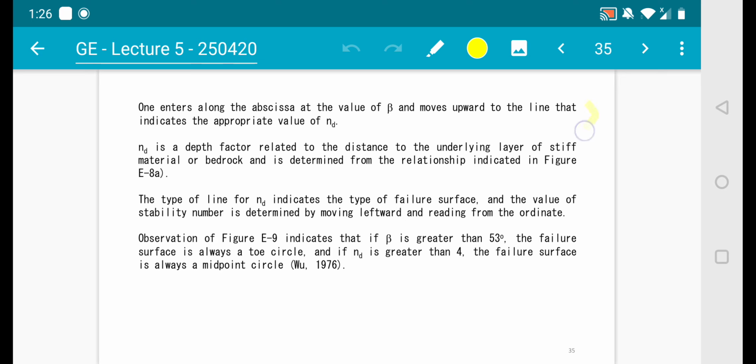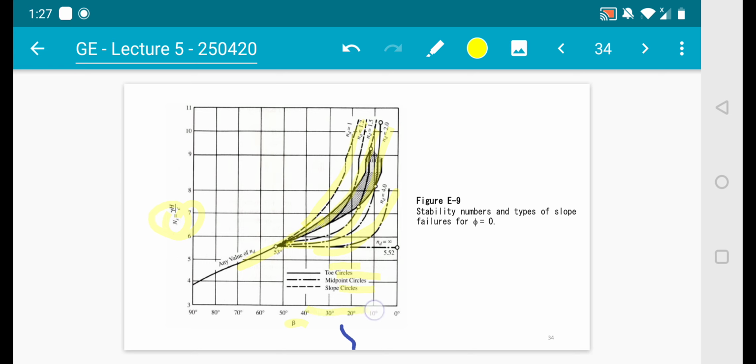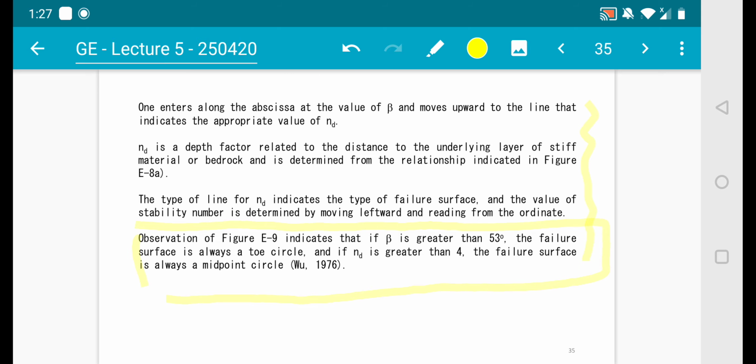So these are the step-by-step, pretty easy. If you do this, you get this, and then you move further and you get this. The last conclusion that we can make is that observation from Figure E9 indicates that if the slope beta is greater than 53 degrees, the failure surface is always a toe circle. So if you look at a slope that is bigger than 53, it is likely to be a toe circle. And if ND is greater than 4, the failure surface is always a midpoint circle.